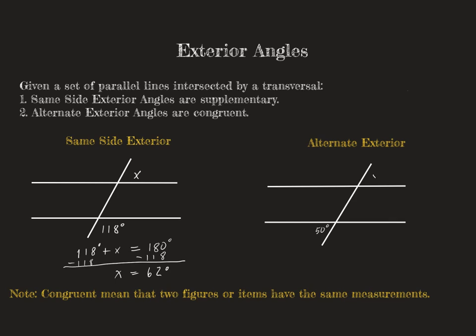So that means that 50 degrees is going to be congruent to x. So that means that 50 is going to be congruent to 50. So your value of x is going to be 50 degrees in this problem.